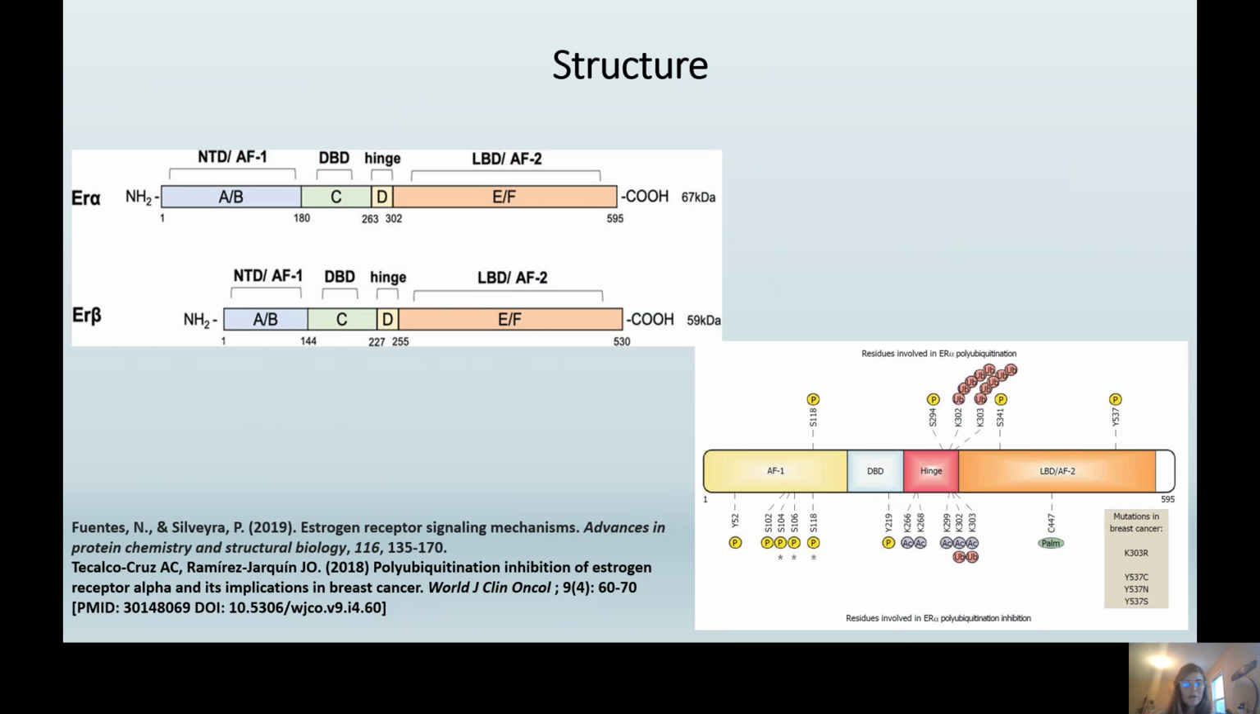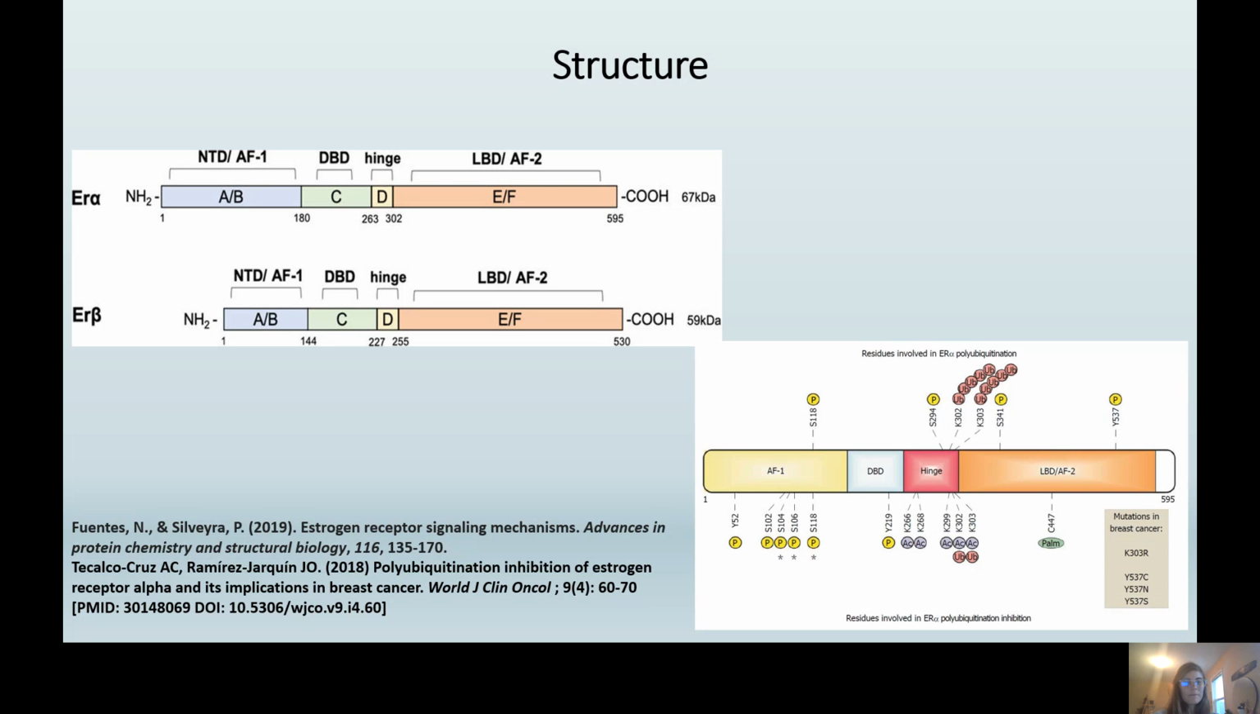So here are two pictures of the structure. In the top left-hand corner is a picture that shows estrogen receptor alpha and estrogen receptor beta. In estrogen receptor alpha, there are 5 domains, and beta also has 5 domains. This consists of the A, B, C, D, E, and F. Estrogen receptor alpha is a lot longer, as you can tell, compared to the beta. It has 595 amino acids, and the beta has 530.